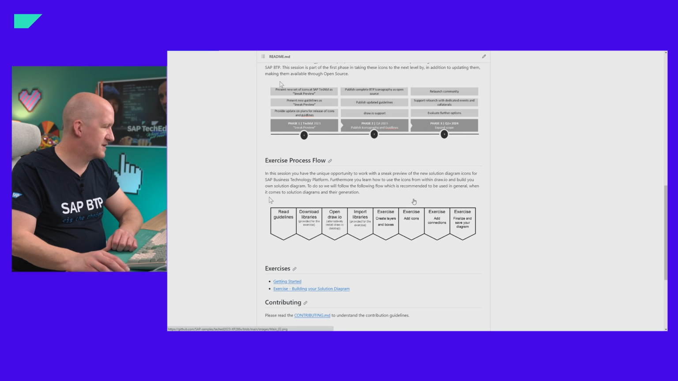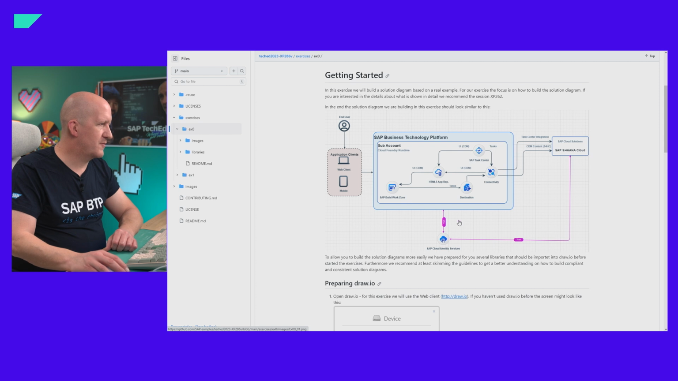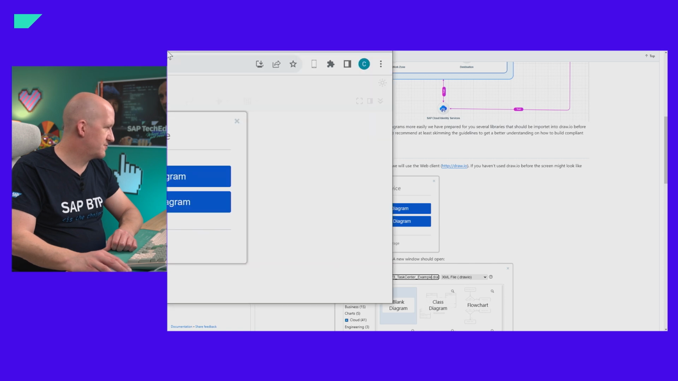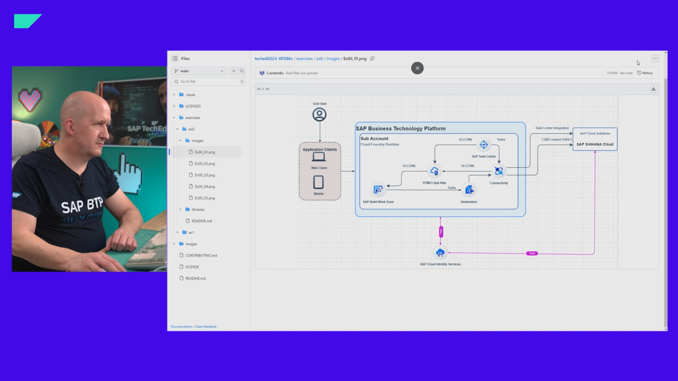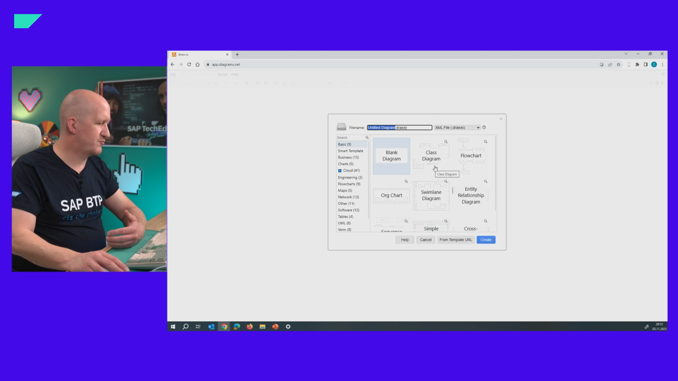Let me quickly show you what I mean by this. So first of all, preparing this whole thing is explained here, getting started. This is the diagram that we want to build. And preparing this, you can see this here, Draw.io. Let me quickly show you in the live environment. This was the wrong button. Let me quickly move there. Just create a new diagram. If you know Draw.io, it's pretty straightforward.